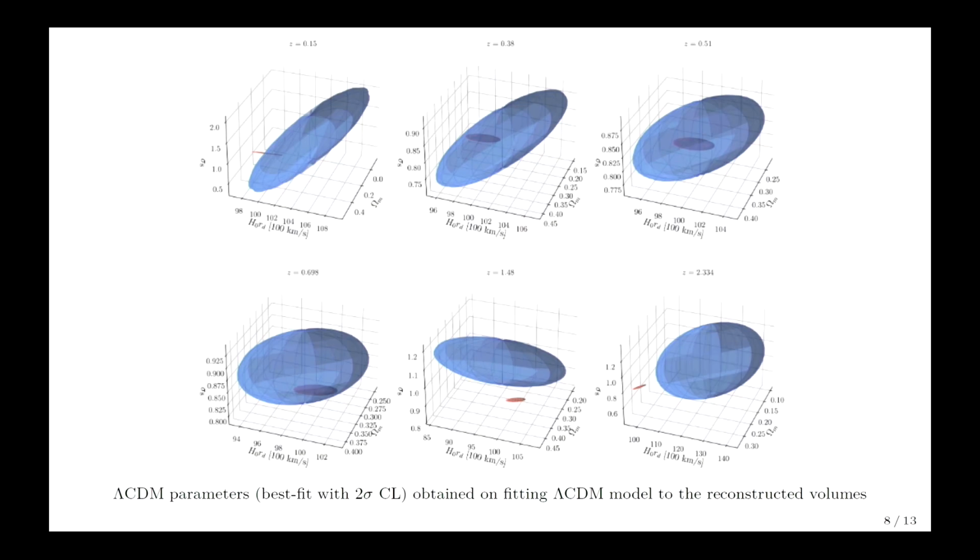But very close to 1.48, where the quasar data is present, we find that there is a switch in the correlation. The direction of the correlation between these 3 parameters changes. At 2.33, we also observe a discrepancy between what our reconstruction gives and Planck lambda CDM.